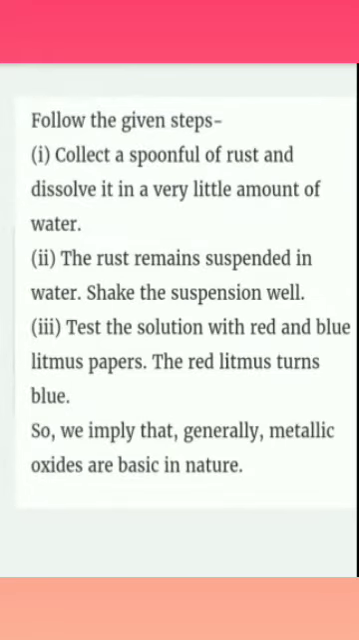First, we collect a spoonful of rust and dissolve it in a very small amount of water. The rust is suspended in water. Shake the suspension well. Test the solution with red and blue litmus paper, and the red litmus paper turns blue. From this we identify that the metal oxides are basic in nature.